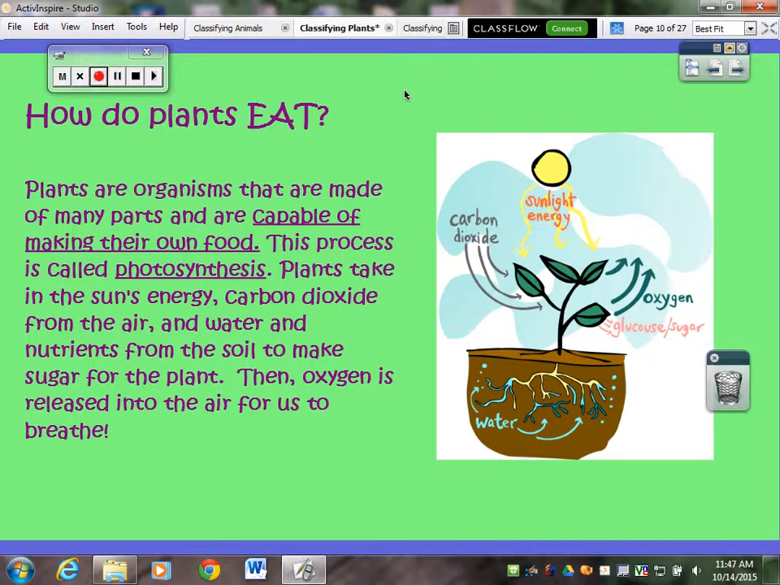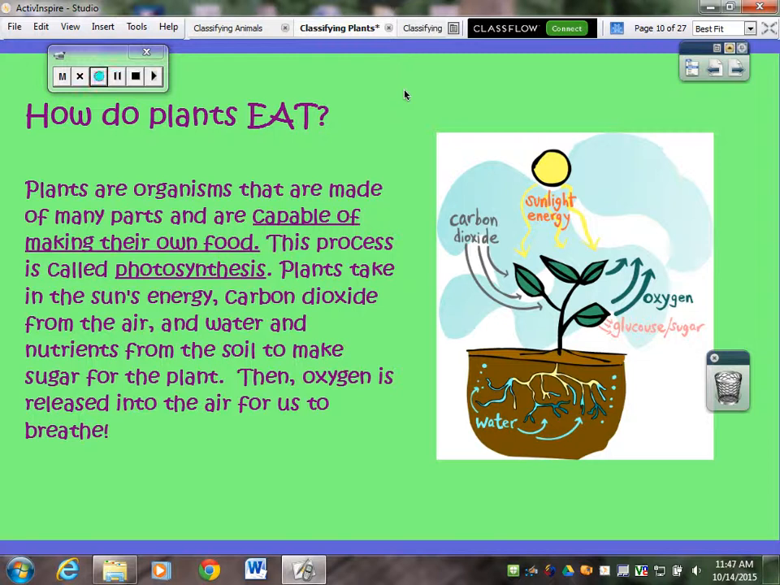All right, so plants, they do this crazy process called photosynthesis. And photosynthesis is where the plants take sun, the carbon dioxide from the air, nutrients and water from the soil or wherever they're growing, and they actually make a sugar or glucose. And then at the end of that process, they release oxygen, which of course is vital for us to survive and for animals to survive.